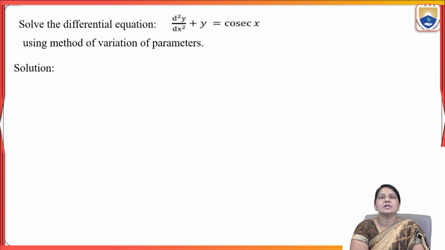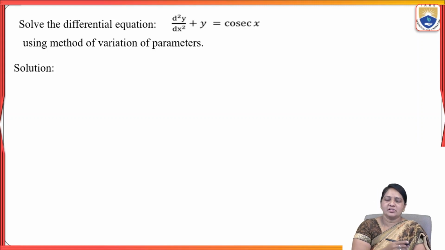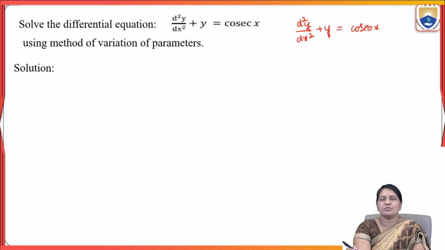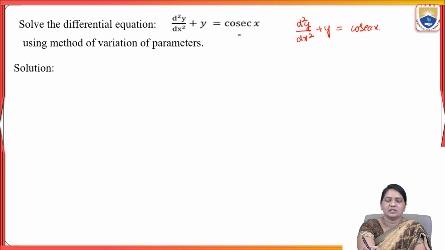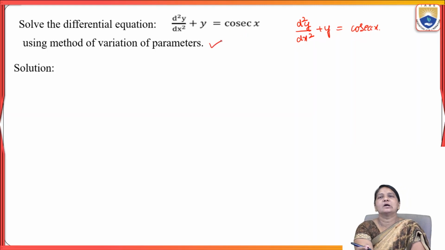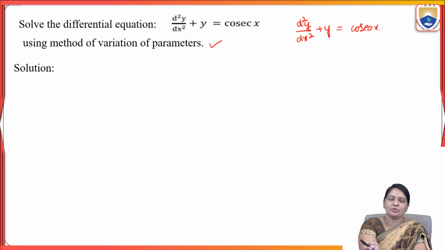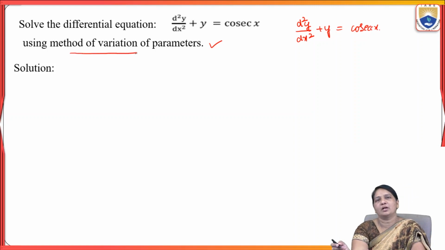See the question. Solve the differential equation. What is the differential equation they have given? That is d square y by dx square plus y equal to cosecant x. This is the given differential equation. What they are asking is to solve this differential equation by using the method of variation of parameters. Here we are going to follow the method of variation of parameters.